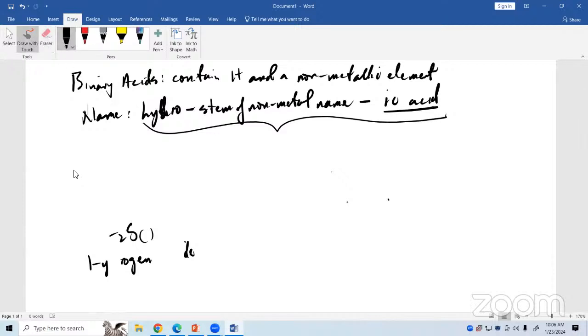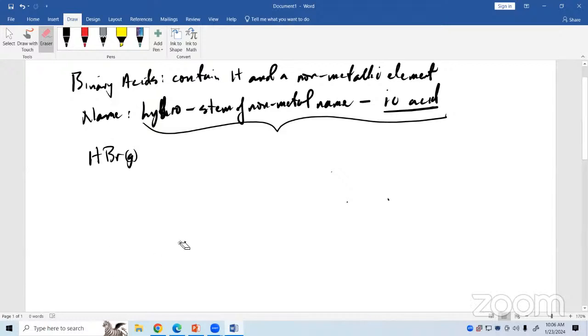Okay, so if I gave you HBr gas, what's the name of that compound? Based on what we covered just now. Let me just erase all of this here. Hydrogen bromide is indeed correct.